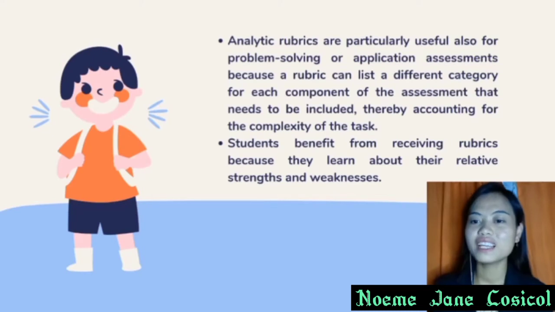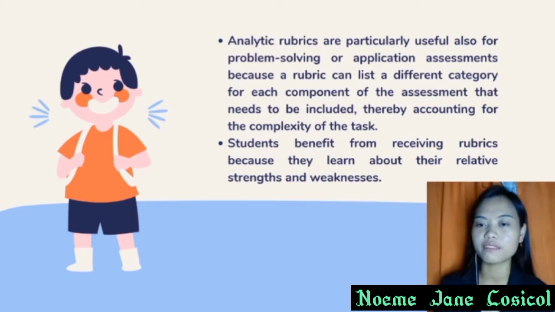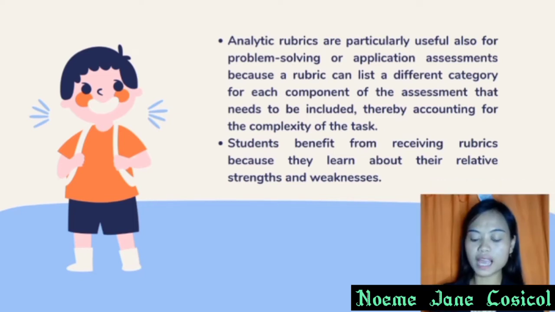Analytic rubrics are particularly useful also for problem solving or application assessments because a rubric can list a different category for each component of the assessment. For example, a rubric for a research paper could include categories for organization, writing, argument, sources cited, depth of content knowledge, and more. A rubric for a presentation could include categories related to style, organization, language, content, etc. Through this, students benefit from receiving rubrics because they learn about their relative strengths and weaknesses.